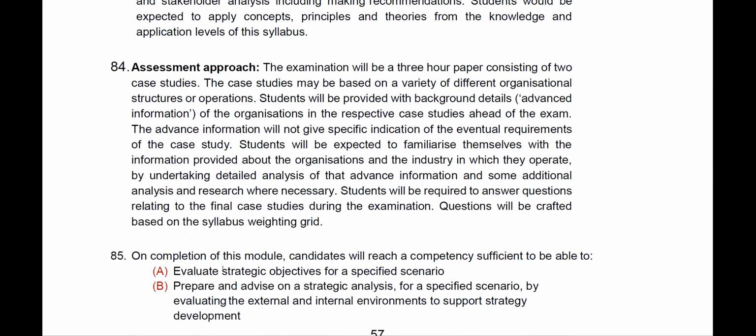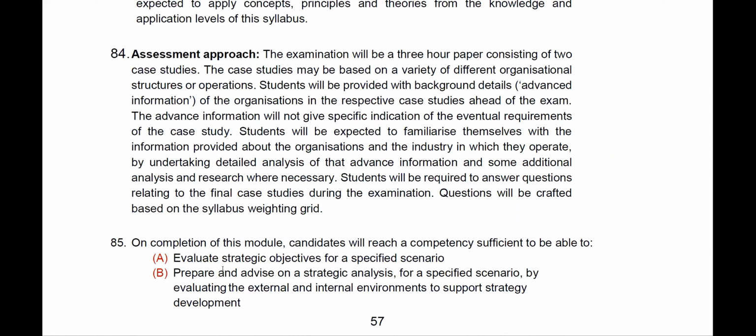So let's look at the assessment approach. The examination will be a 3-hour paper consisting of 2 case studies. Now, if you have realized, you always have 2 case studies, but it's all based on the same company, right? One being one that you will see before the paper, and one being one you wouldn't see. Okay, so 2 case studies.